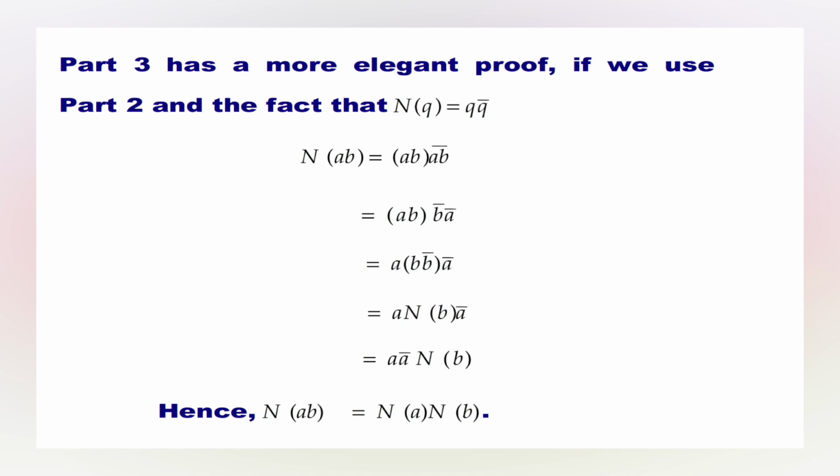Now, we will use the commutative property. So, it is equal to A into A bar into N of B. We have already known that A into A bar is equal to N of A. So, N of AB is equal to N of A into N of B.